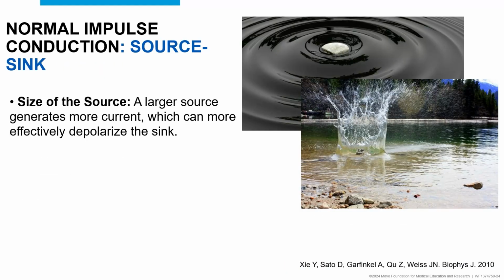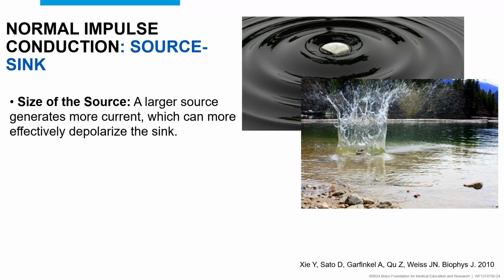So you've initiated the impulse. We've looked at how it's going to transmit through the cell, but what about the size of that impulse? This is the concept of source-sink that you have probably heard of. The size of the source, the size of that initial impulse, really does have implications for downstream activation of those cells. The larger the source is, the more likely it is to effectively depolarize downstream, which we're calling the sink. The larger the source, the more current it will generate and the more able it is to depolarize downstream.